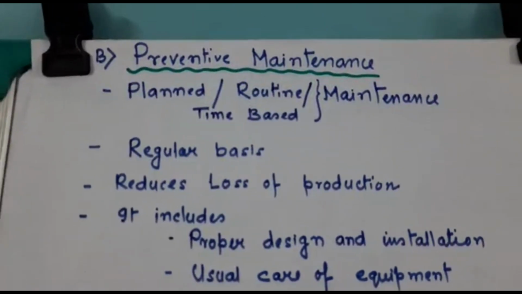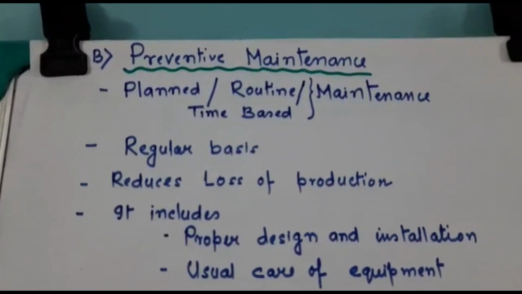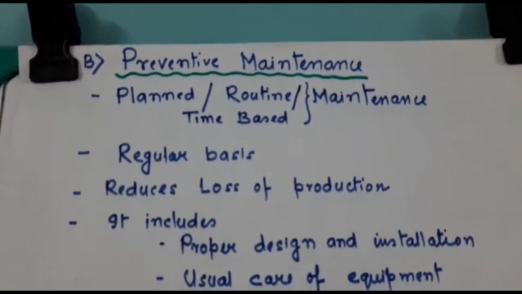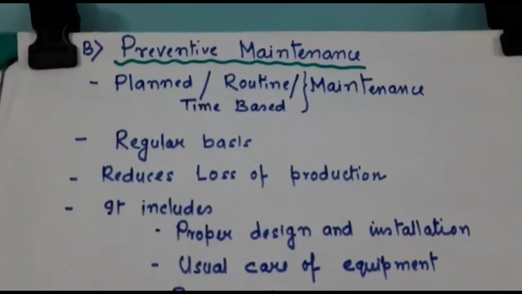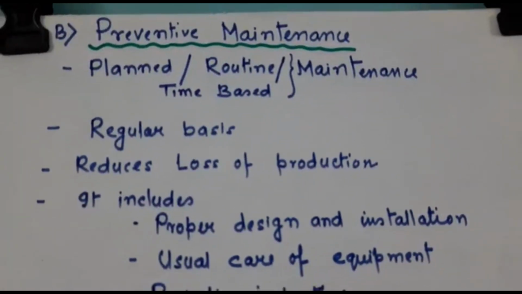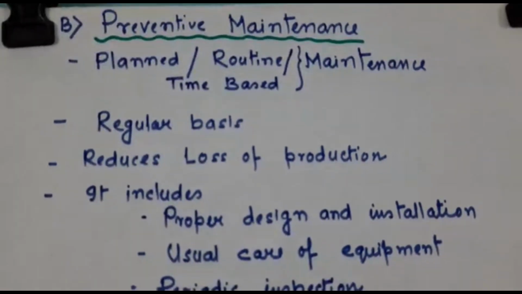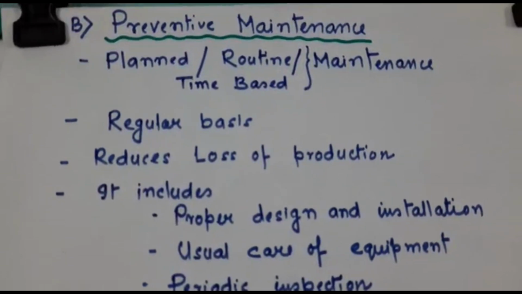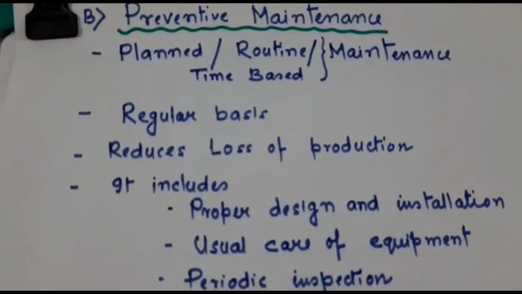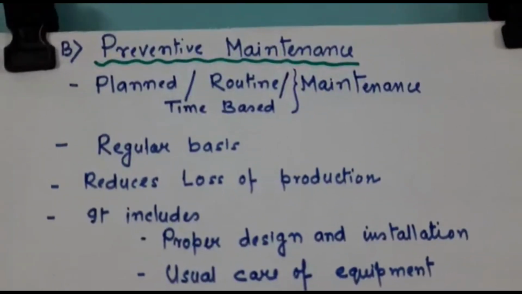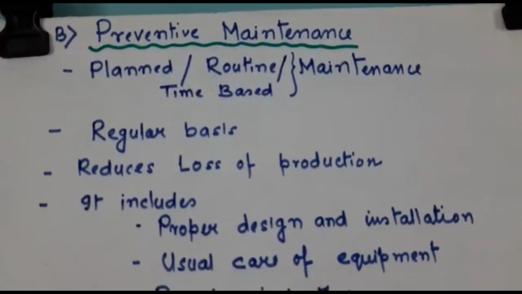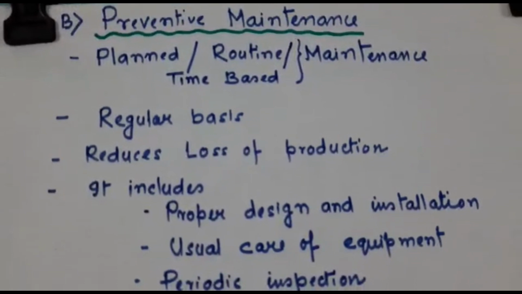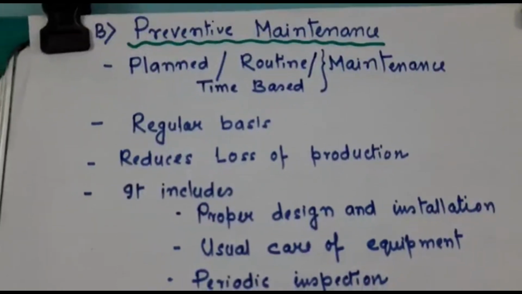Next is preventive maintenance. Preventive maintenance is also called planned, routine or time-based maintenance. It is done on a regular basis to inspect a system, to uncover potential problems, and to take necessary steps so that the machine does not fail while in operation. Since it is taken on a regular basis, it reduces the loss of production.